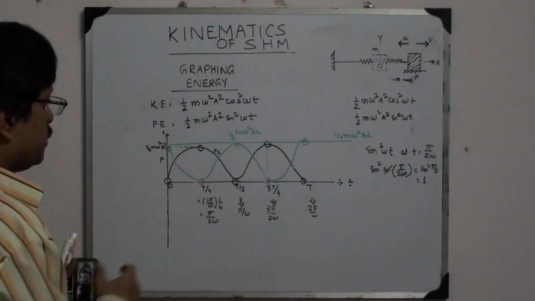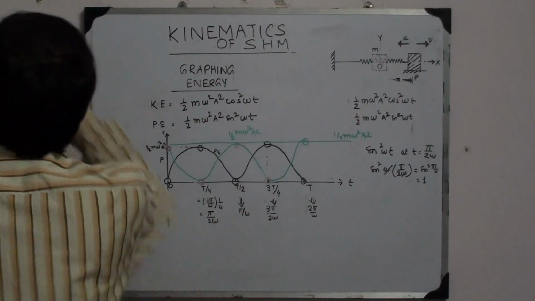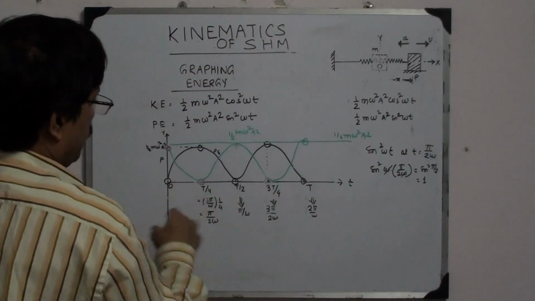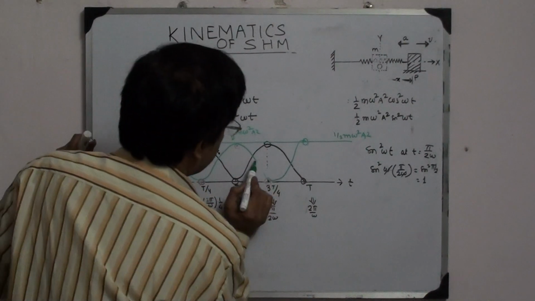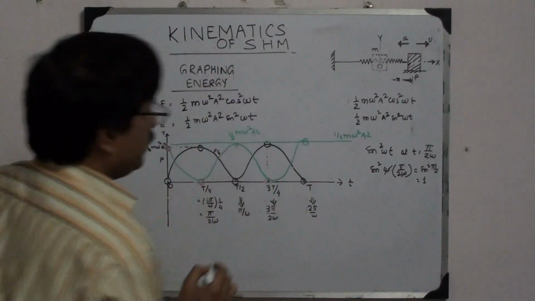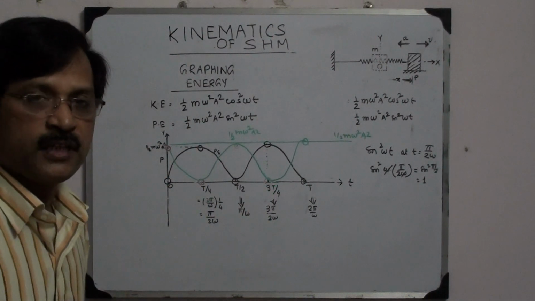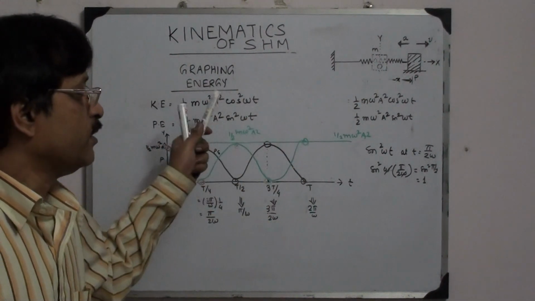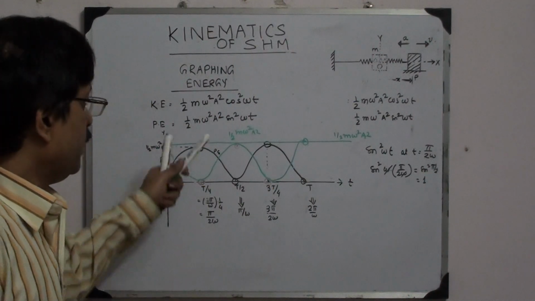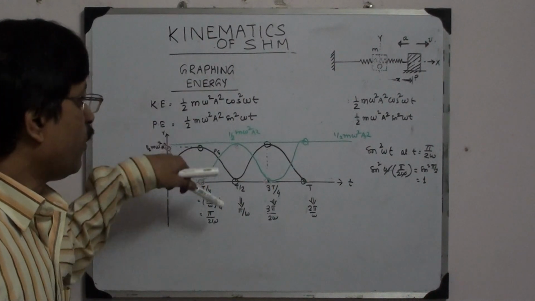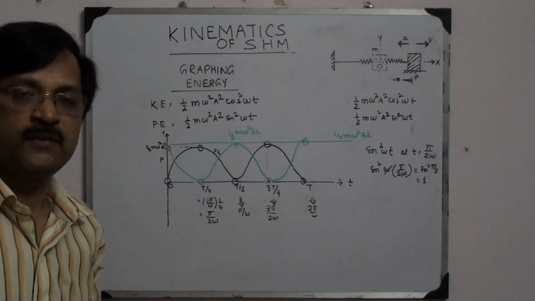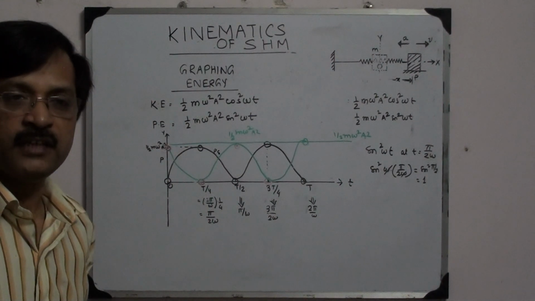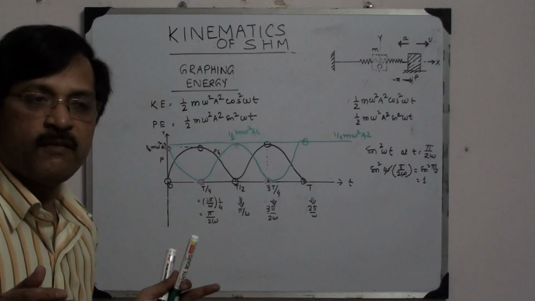Now, this is one of the ways to make a graphical interpretation of the exchange of kinetic energy and the elastic potential energy of the body during a full cycle of SHM. Next, we will draw and try to find out what is the graphical representation of this kinetic and potential energy in terms of position of the body.